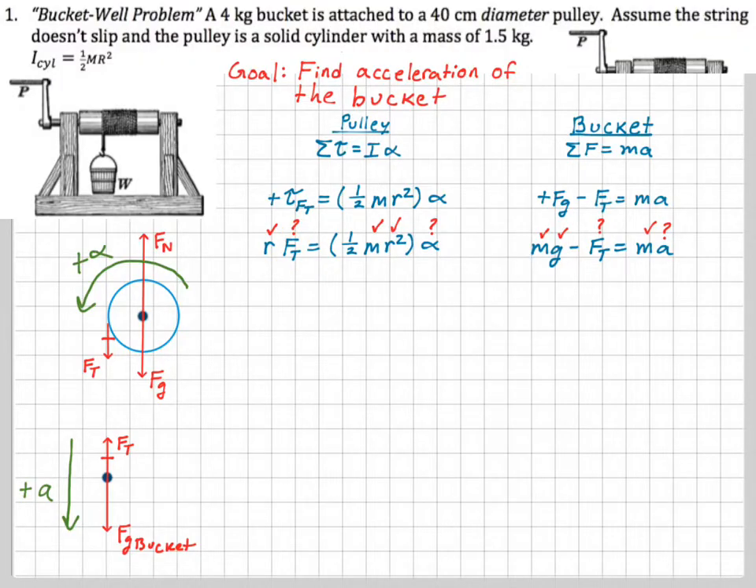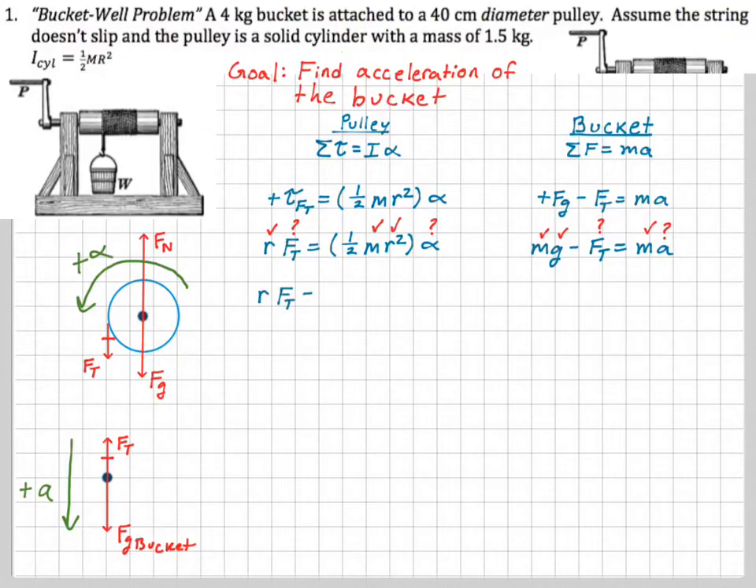Well, one way we can do that is we can work with this alpha. If we think about a point on the outside edge of this pulley, its tangential acceleration, or translational acceleration, if you prefer to call it that, is equal to the translational acceleration of the bucket. So we know that we can find the tangential acceleration for a point on the outside edge of this pulley by using our bridge equations, relating alpha and the radius on the outside.